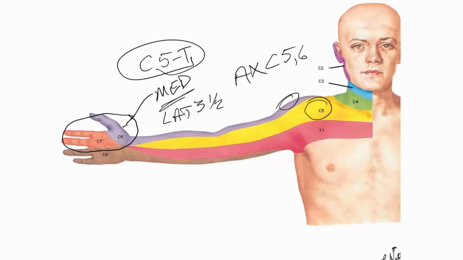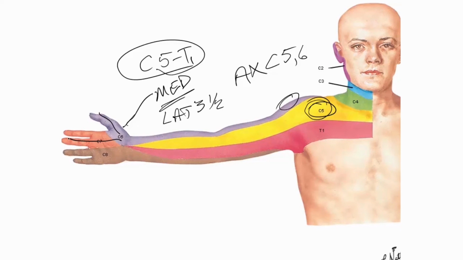So what we do see is that it distributes C5 fibers to the thumb. C6 fibers, pardon me, my mistake. C6 fibers to the thumb. C5 is up here. C7 fibers to the middle finger. So let's say that again.